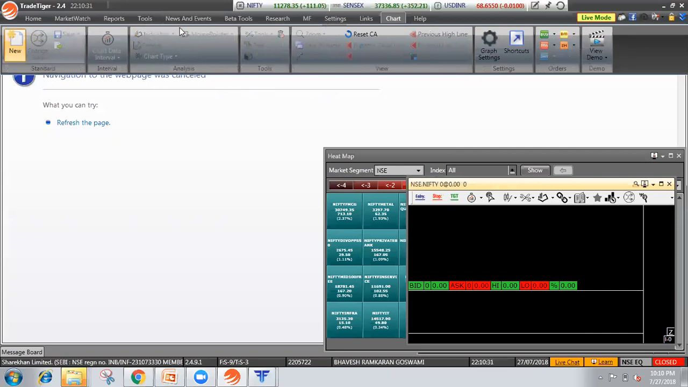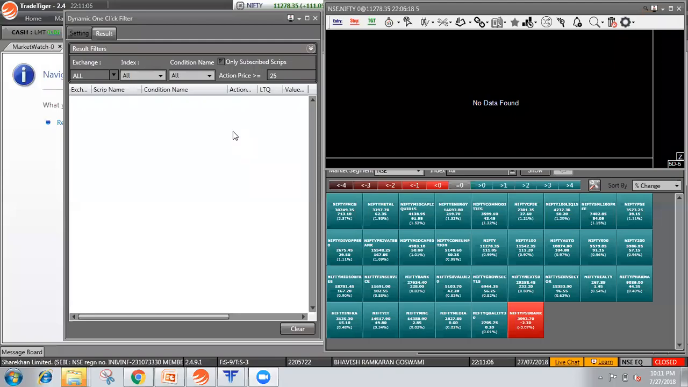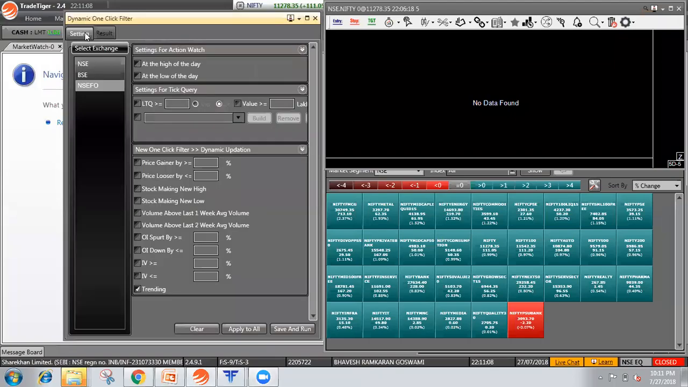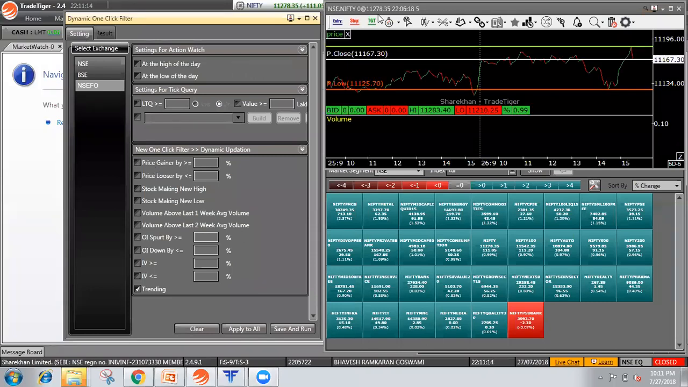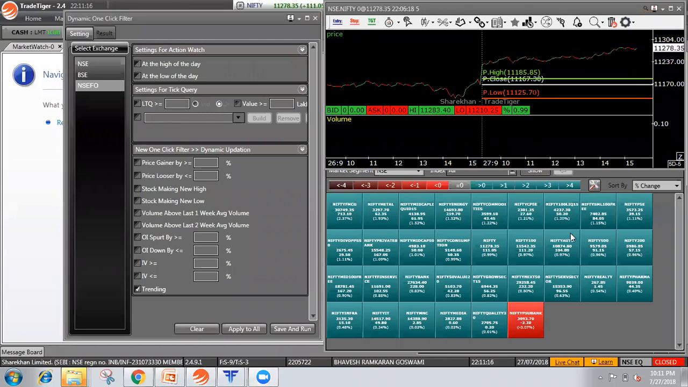In the dynamic one-click filter, you will go to NSE FO. You will select it. Okay, so here in the dynamic one-click filter, you require trending. Okay, one second. Recording is happening. Okay, in the trending, you have to select trending.